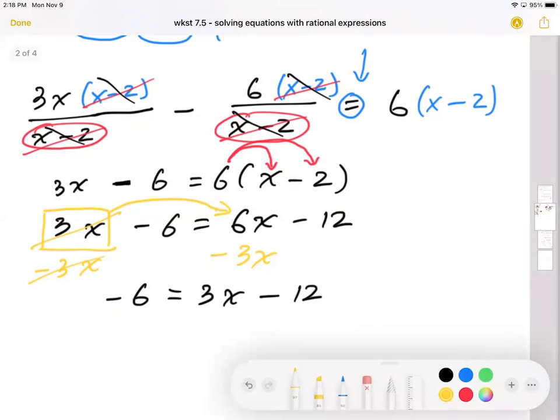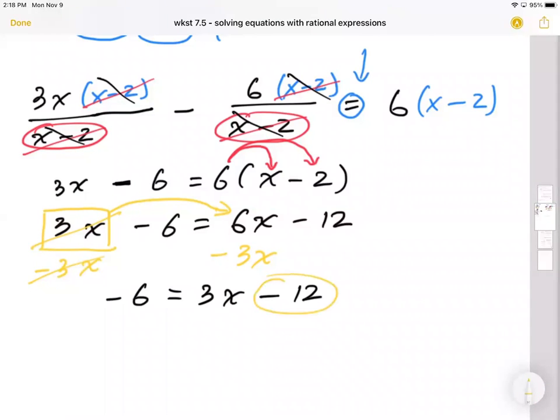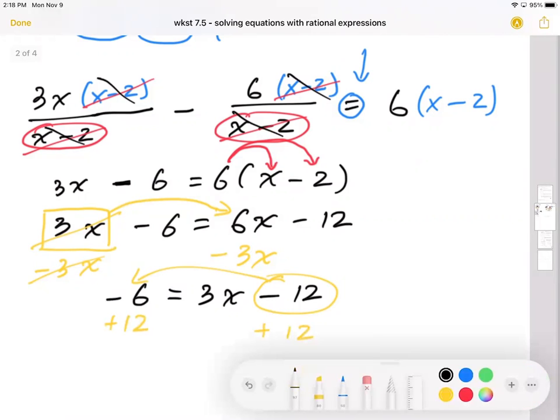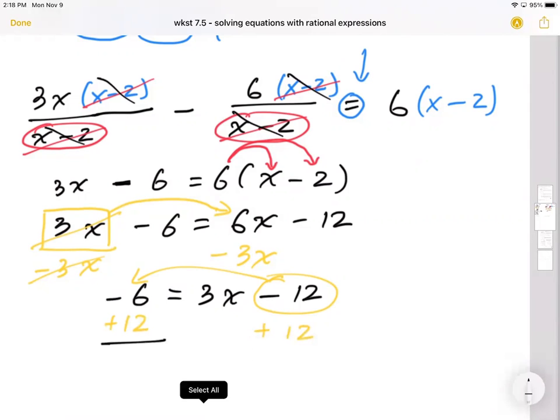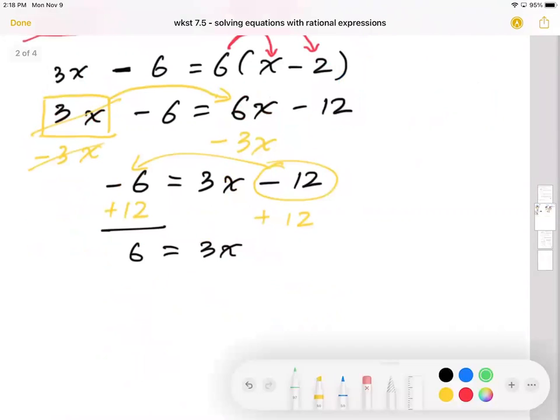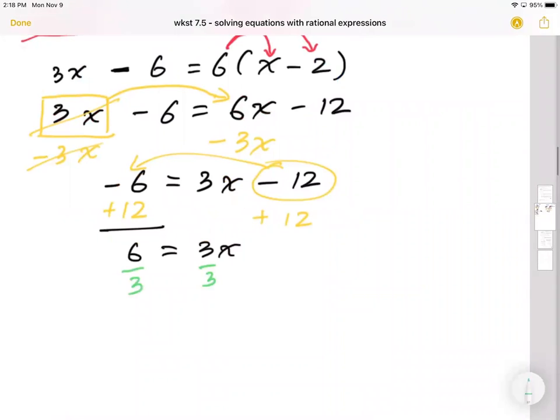And now what do I need to do? Because I move my x to the right, I need to move this to the left. And to move it to the left, I need to add 12. And again, even though I say we add, because they have different signs, we need to subtract to give me positive 6 equal to 3. And looking at this thing here, how do you get rid of this 3? You divide this by 3. Therefore, your answer will be 2 is equal to x, or x is equal to 2.